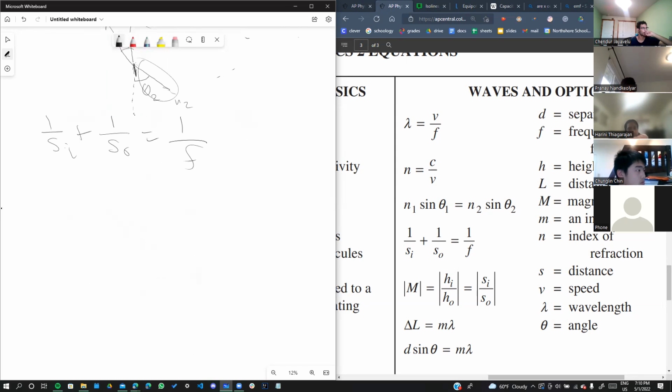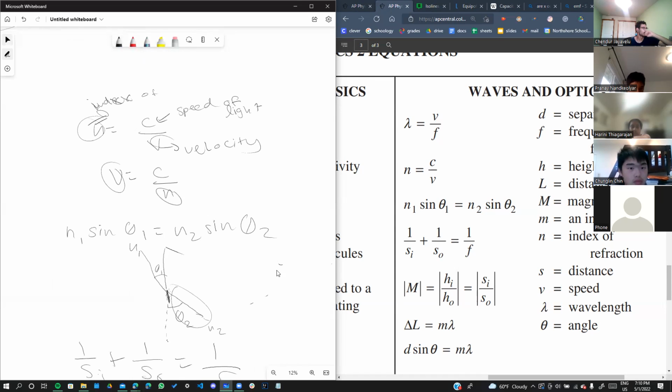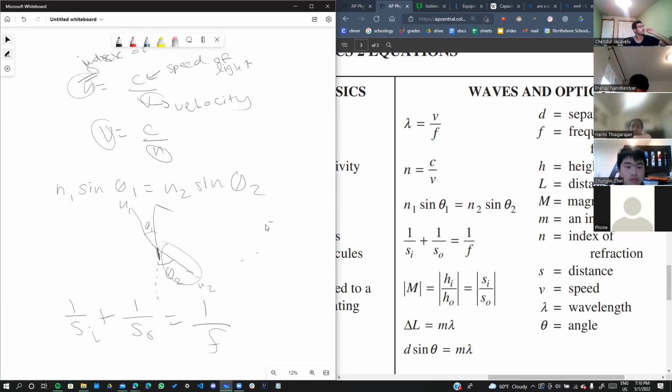So sine theta c, which I think is the angle needed, is equal to what? Because sine of 90 is one. So sine theta equals n2 over n1 is what I'm seeing. Did you find that out?